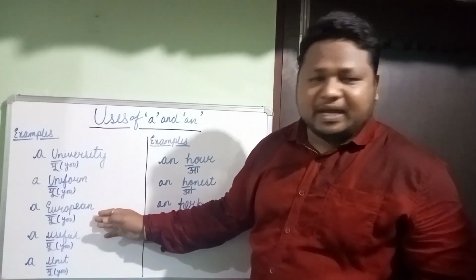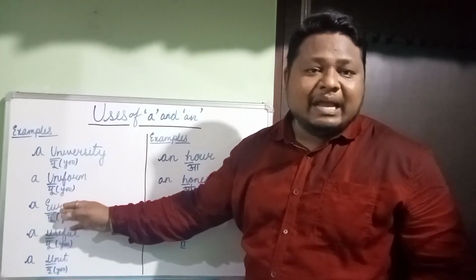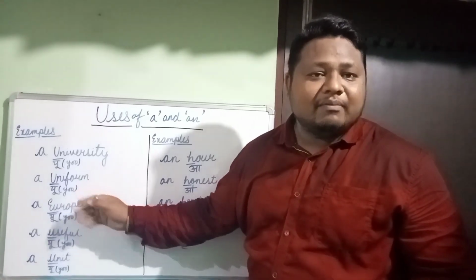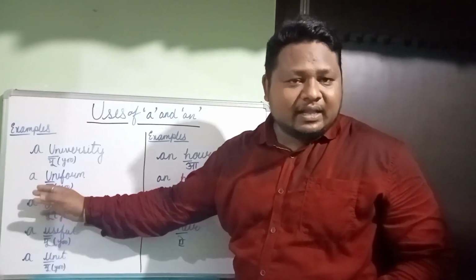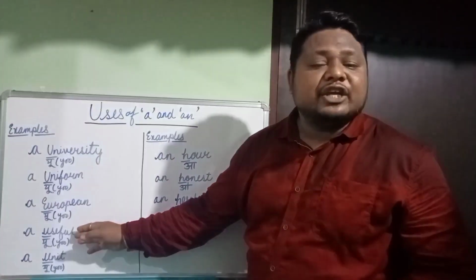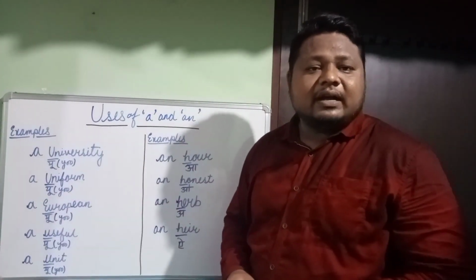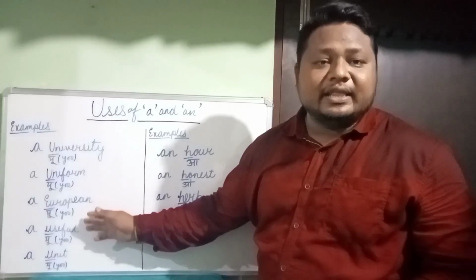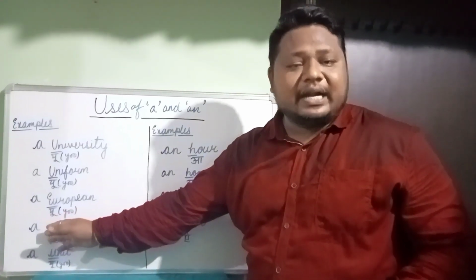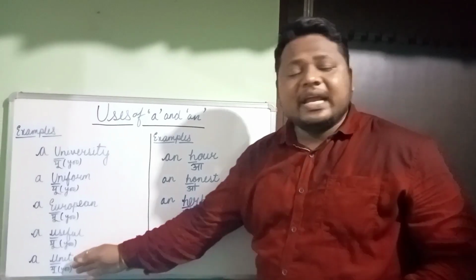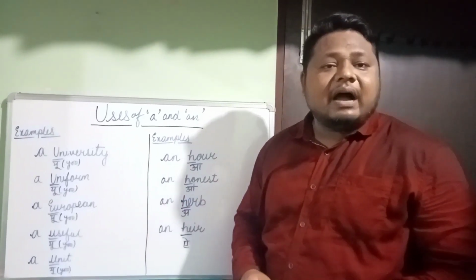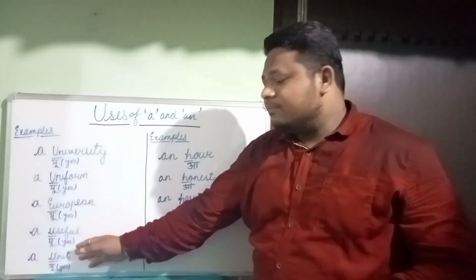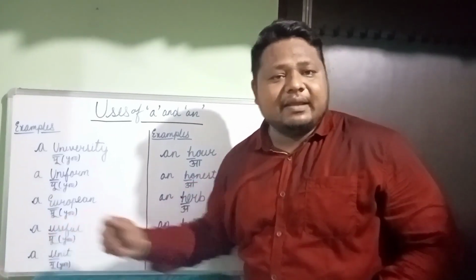When you say European, it is again beginning with a vowel E, but it is also making a consonant sound U in the beginning. That's why we will use the article a. When you say useful, it is again beginning with a vowel U, but it is making a consonant sound U in the beginning. That's why we will use the article a. When you say unit, it is again beginning with a vowel U, but it is making a consonant sound U in the beginning. That's why we will use the article a.